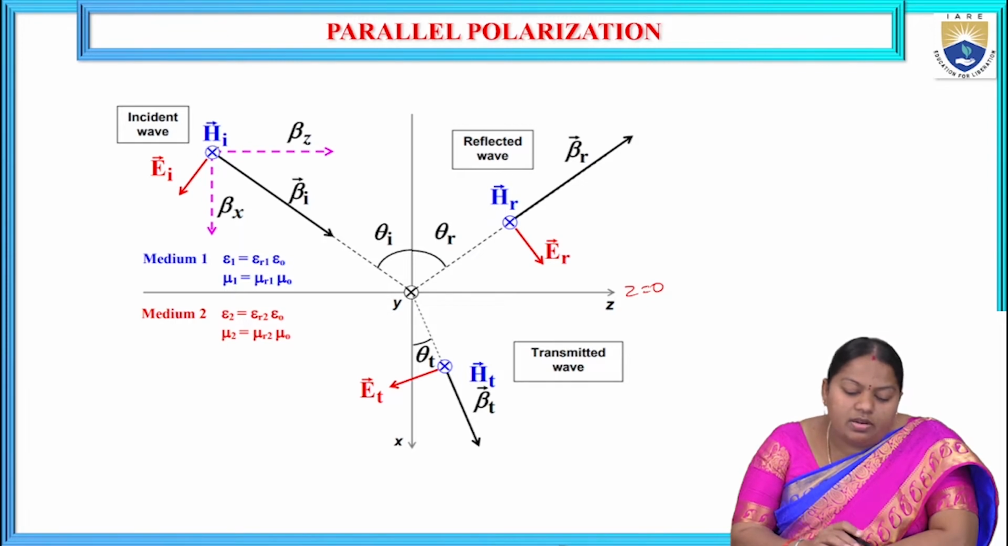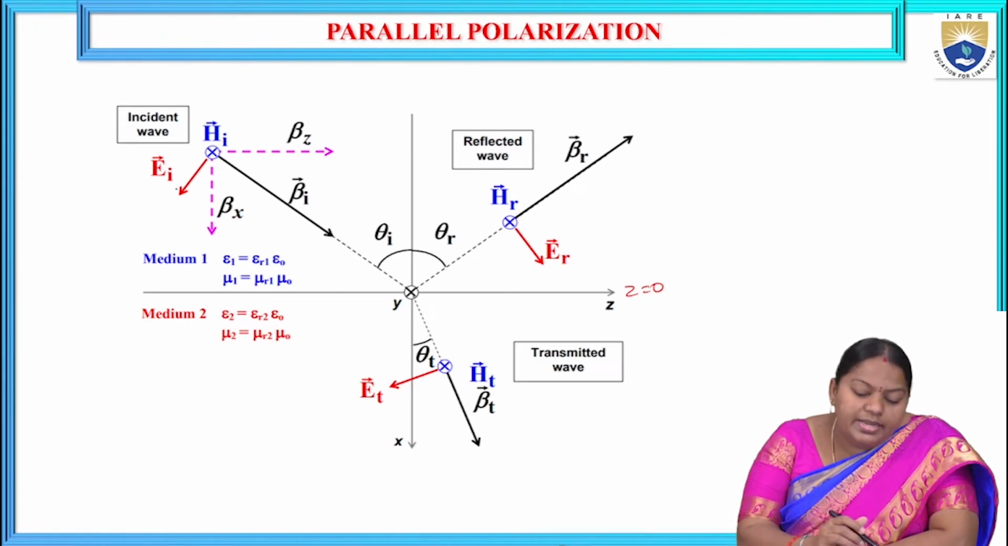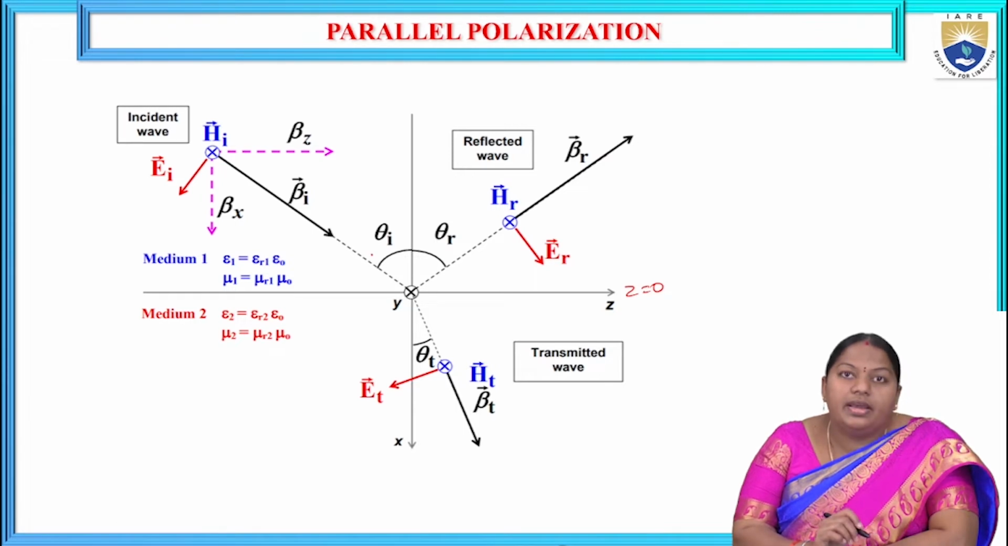Here EI and HI are the field strengths of the electric as well as magnetic fields of the incident wave. ER and HR are the field strengths of the electric as well as magnetic fields of the reflected wave. And ET and HT are the transmitted wave electric as well as magnetic field strengths. If you observe parallel polarization, the electric field is parallel to the plane of incidence, which we need to remember clearly. And if you observe the directions of the incident wave and the reflected wave, they will be opposite to each other.